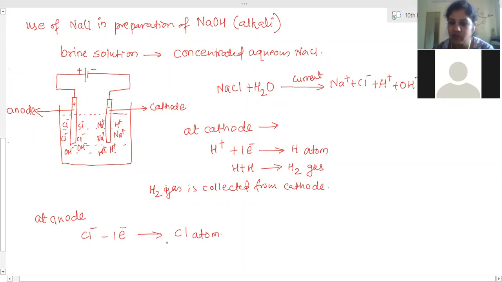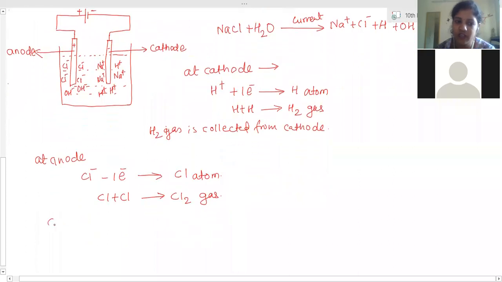This chlorine atom also doesn't have a single existence because these are diatomic gases. Immediately a molecule will be formed with another chlorine atom. So two chlorine atoms combine to form chlorine gas. Thus, from the anode we can collect chlorine gas. We obtain hydrogen gas from the cathode. Near the cathode, if we keep containers, we can obtain hydrogen gas. Here we can collect chlorine gas.